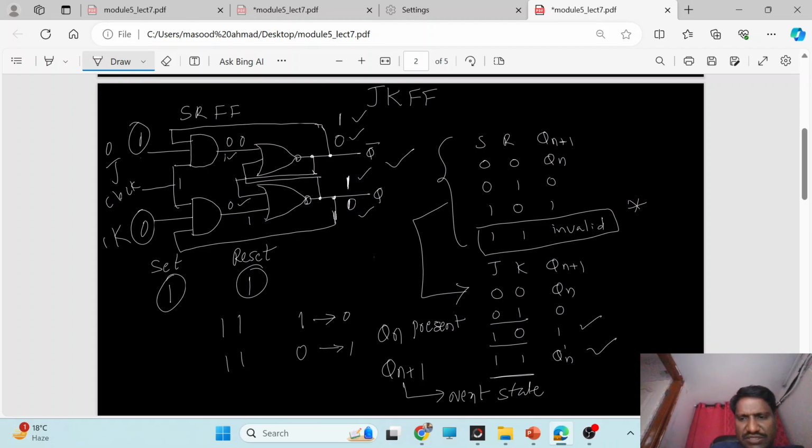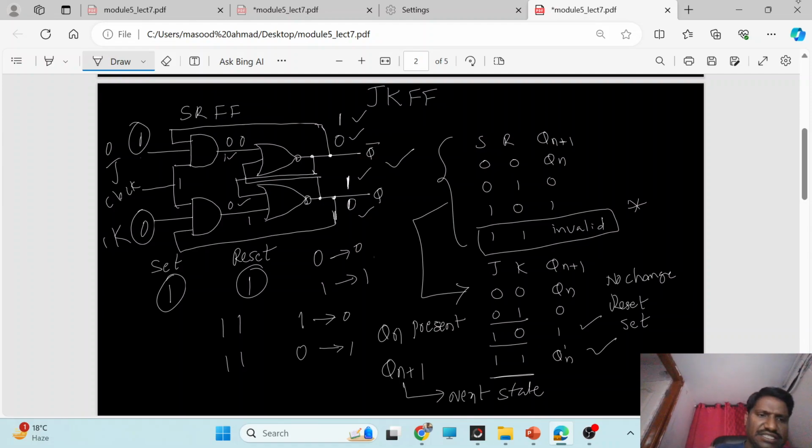Okay, this is known as set state. When 0 1, reset state. Okay, when 0 0, what we have seen is no change. What is meant by no change? If it is set to 0, it will continue to be 0. If it is at 1, it will continue to be at 1.